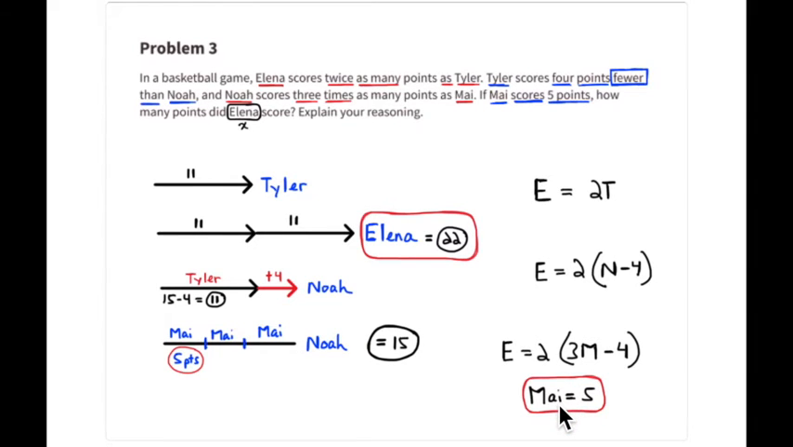All right, and we know that May has scored 5 points. So 3 times 5 is 15. That's the number of points that Noah scored. 15 minus 4 is the number of points that Tyler scored, because remember, he scored 4 points fewer than Noah. So that's 11. And Elena scored twice as many points as Tyler, so 2 times 11 is 22. So going back and forth and figuring out what this single equation is, is the goal of these kinds of problems.